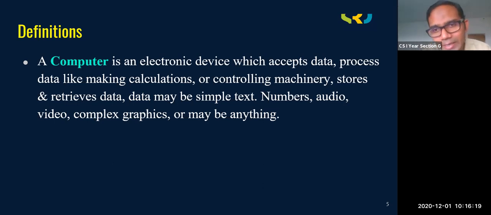Once you have the data, the second part of a computer is to process the data. What do you mean by processing the data? A computer performs reading the data, storing the data and processing it. What do you mean by processing? Processing means it retrieves the data and it controls machinery. What do you mean by controlling machinery? Using C language, you can even control a satellite.